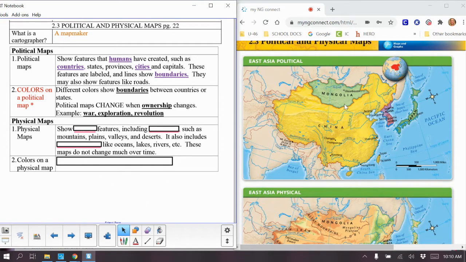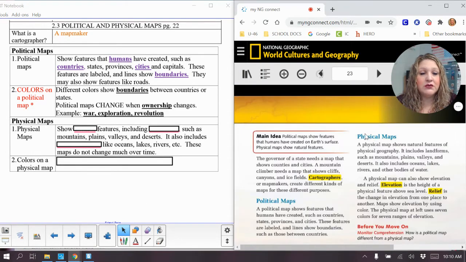Okay, so we are going to go back to the text and we're going to look at physical maps. So a physical map shows natural features of physical geography. It includes landforms such as mountains, plains, valleys, and deserts. It also includes oceans, lakes, rivers, and other bodies of water. A physical map can also show elevation and relief.